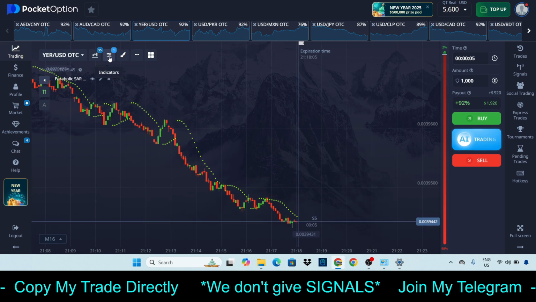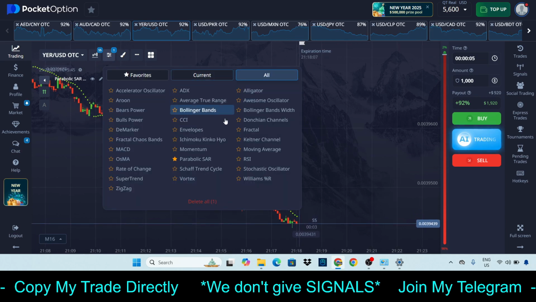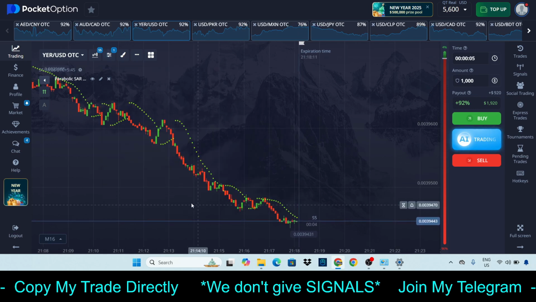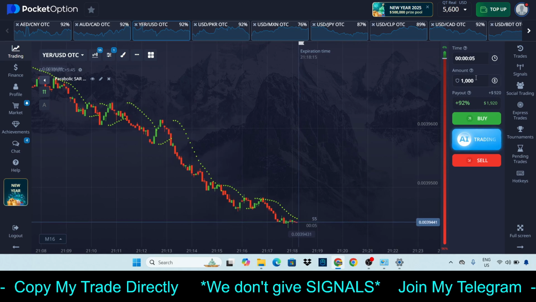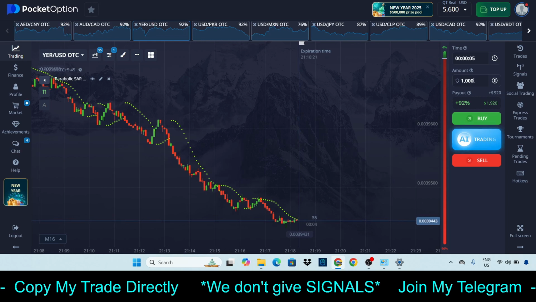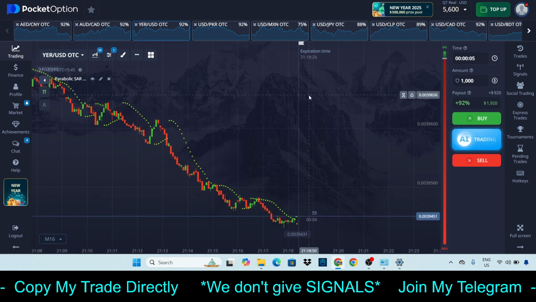Once you have done that, click on these indicators and select the parabolic SAR dot. Just click on it. The default setting is okay. You don't need to make any changes. Now decide the amount that you want to invest in each trade. For this video, I'm going to show you $1,000 per trade. I have already made those trades. I have already recorded the video. I'm just going to show you that.